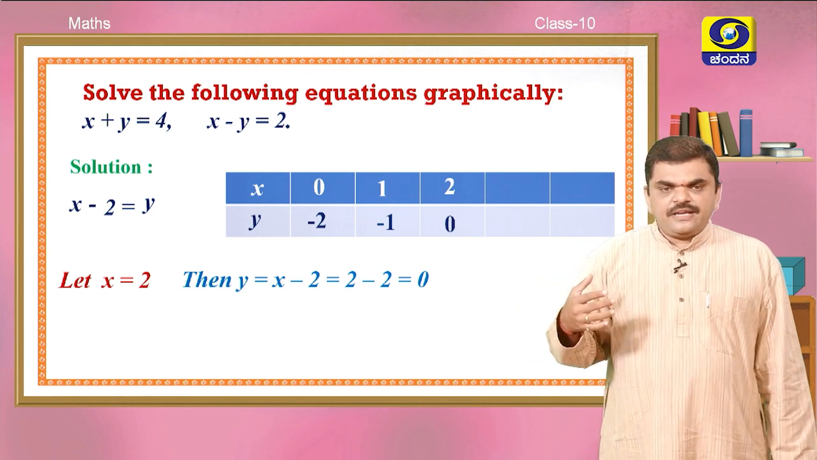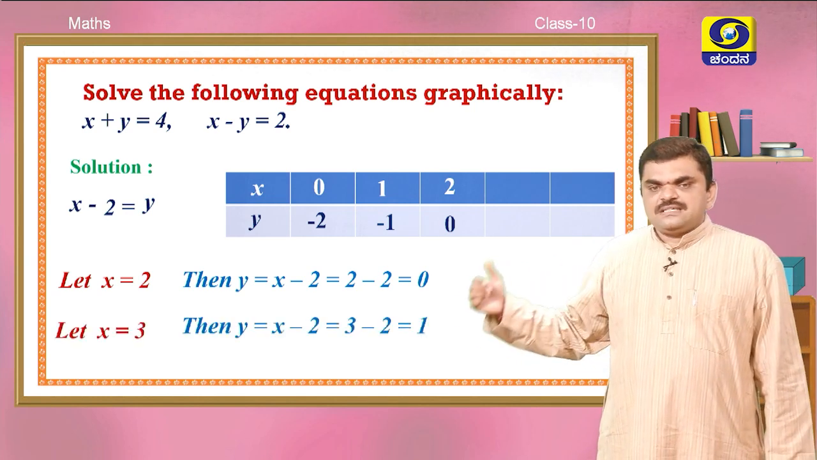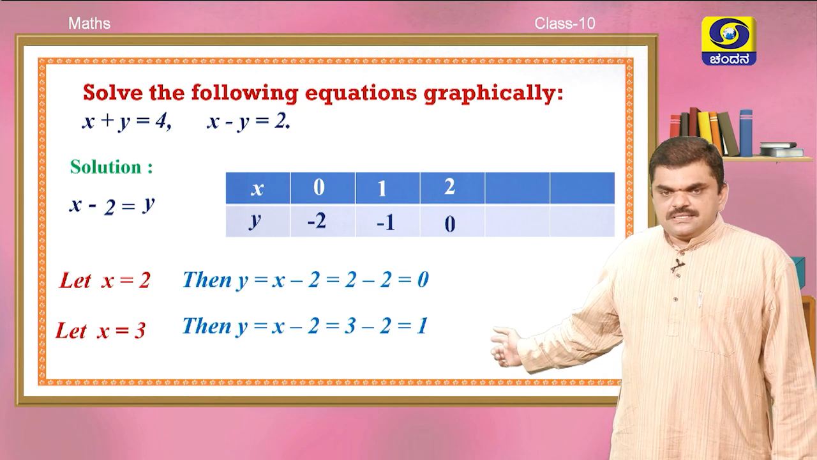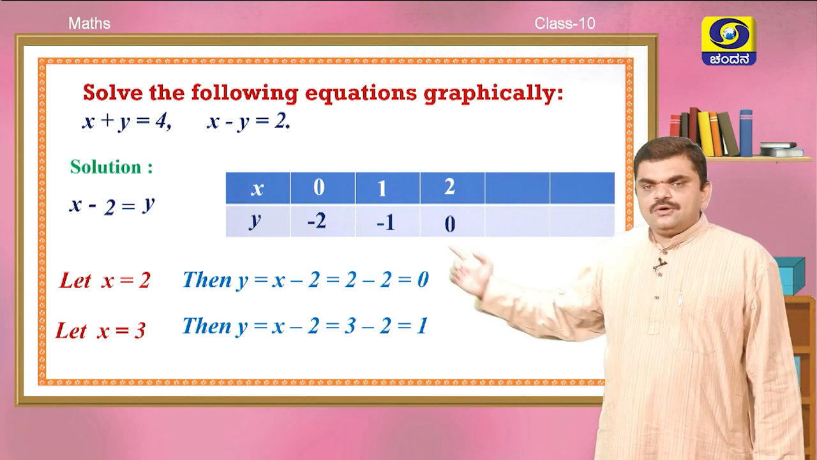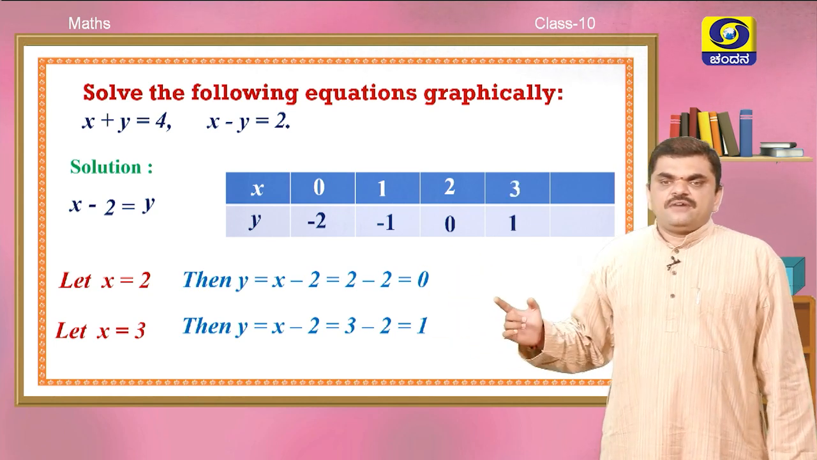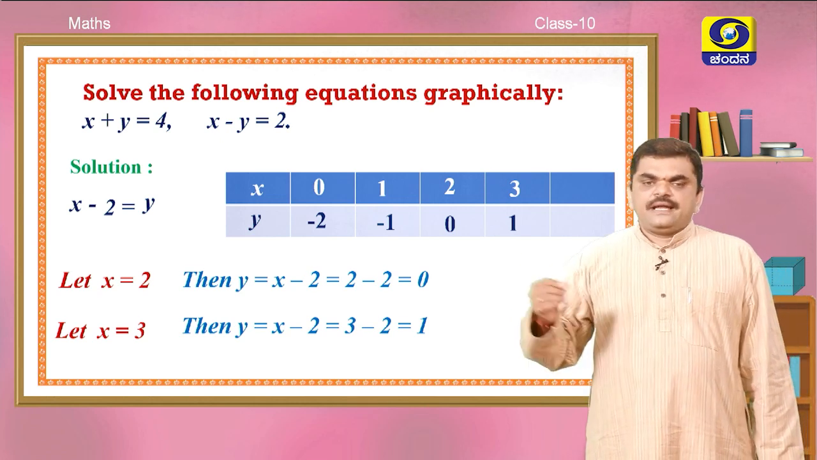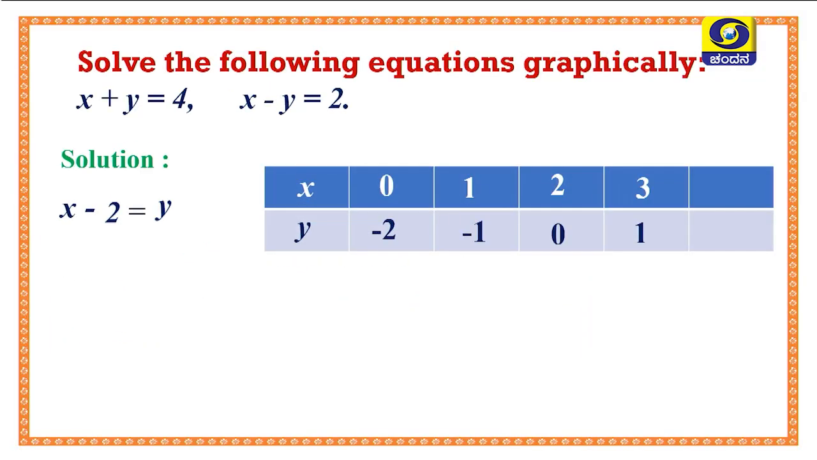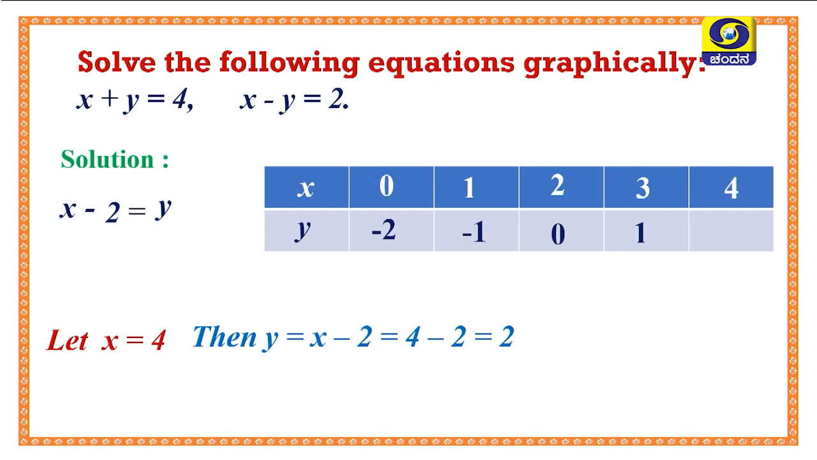Now again give the value of x as 3, y is equal to x minus 2, that is 3 minus 2, that is equal to 1. When x becomes 3, y becomes 1. Again give the value of x as 4. Let x is equal to 4, y is equal to x minus 2, that is 4 minus 2, that is equal to 2. When x becomes 4, y becomes 2.